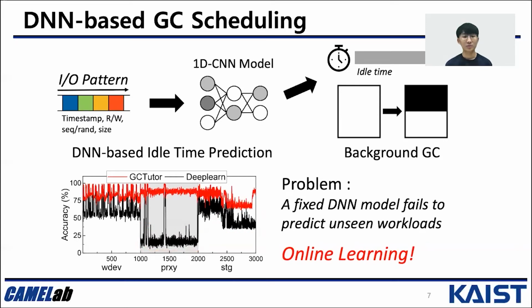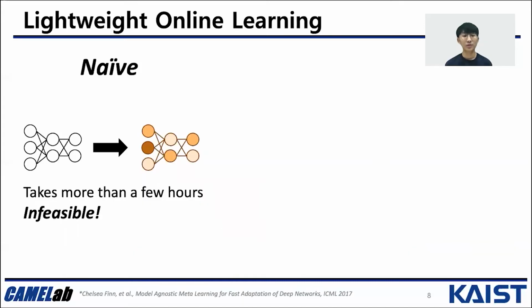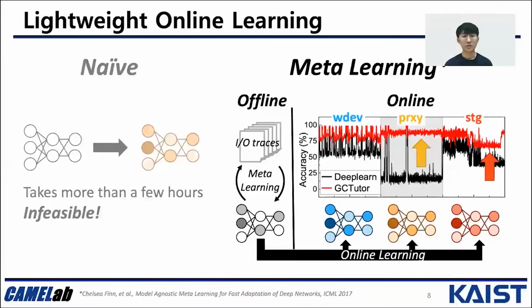To address this problem, we introduced online model training to capture workload dynamics. However, training a DNN model online is generally considered infeasible, since it usually takes more than a few hours. To make online learning feasible, we designed a lightweight online learning mechanism that leverages MetaLearning. Unlike naive online learning that learns the model parameters from scratch, our MetaLearning-based mechanism employs an additional offline learning stage for rapid adaptation afterward.